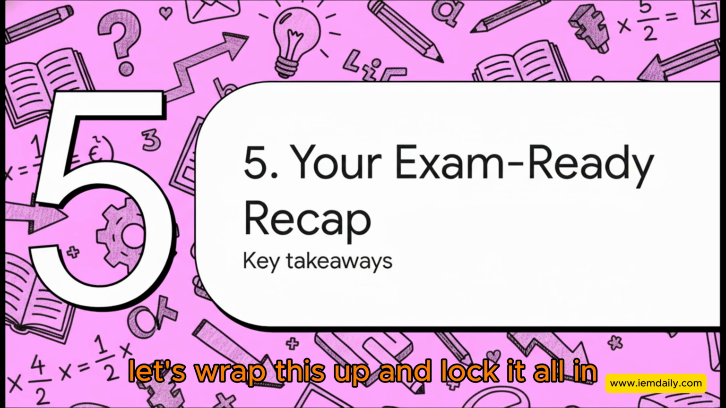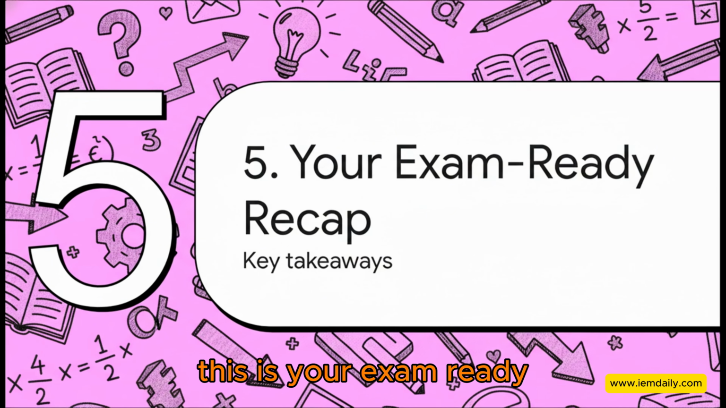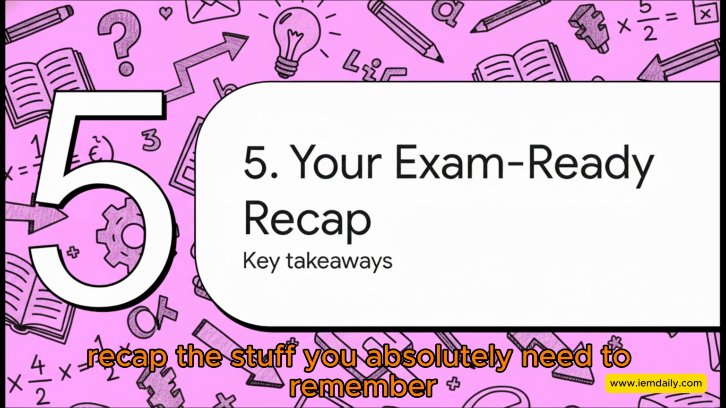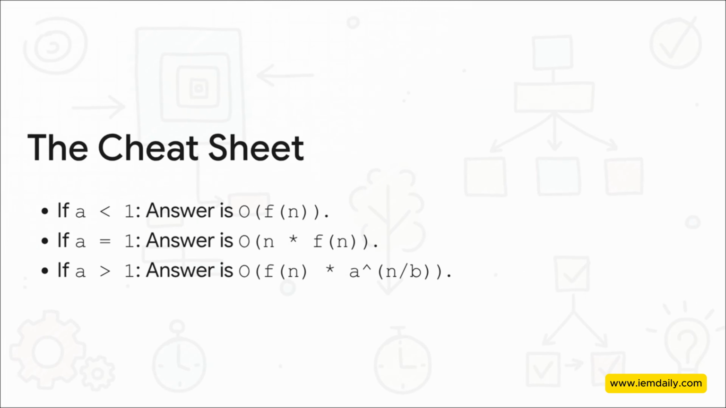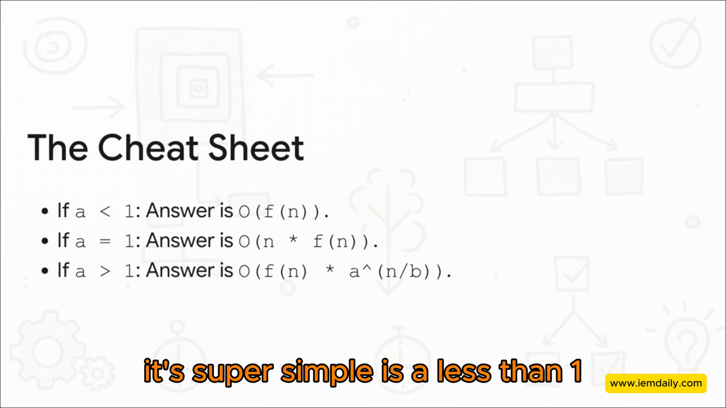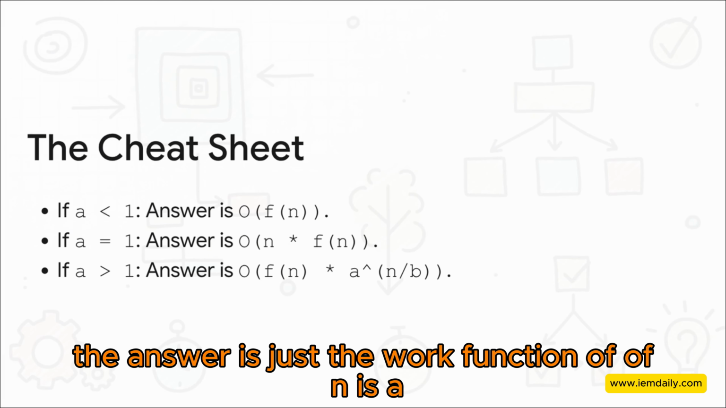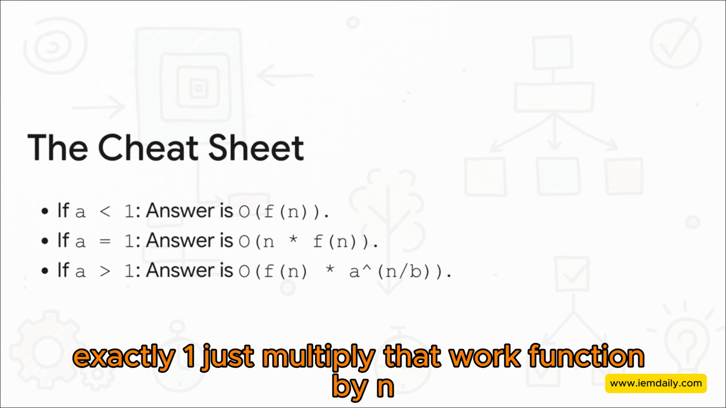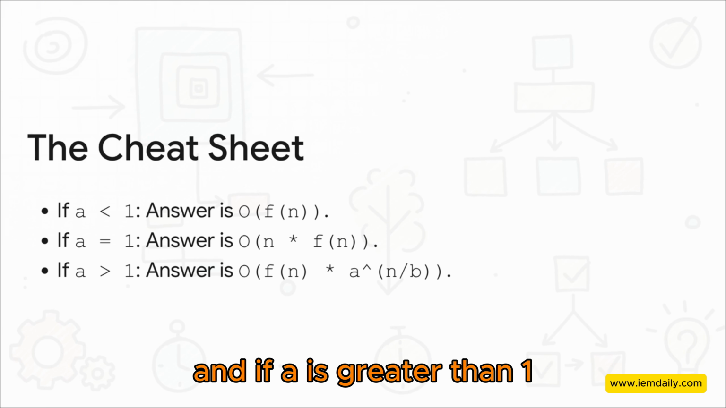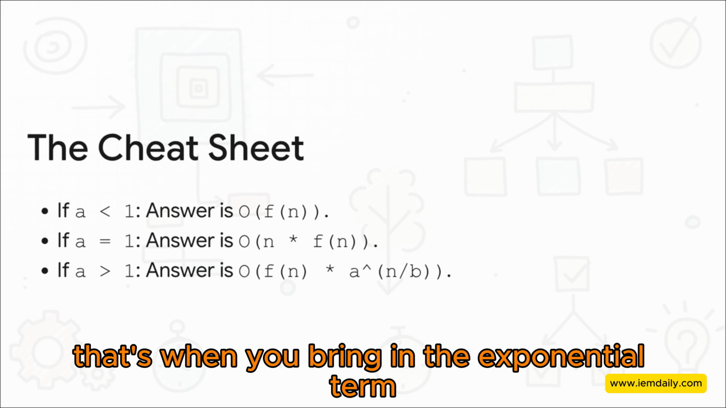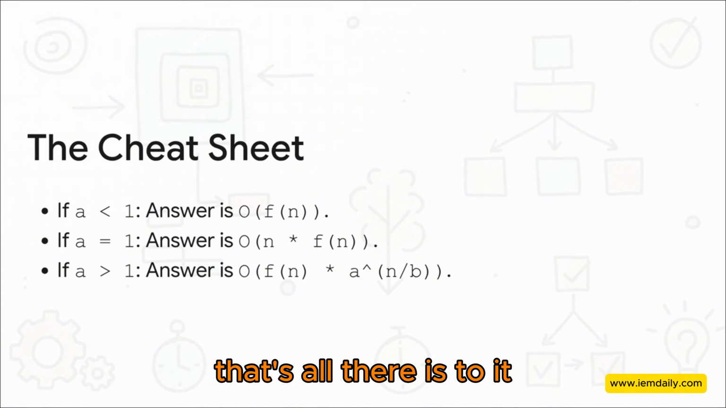All right, let's wrap this up and lock it all in. This is your exam-ready recap, the stuff you absolutely need to remember. Think of this as your cheat sheet. It's super simple. Is a less than 1? The answer is just the work function O of f of n. Is a exactly 1? Just multiply that work function by n. And if a is greater than 1, that's when you bring in the exponential term. That's all there is to it.